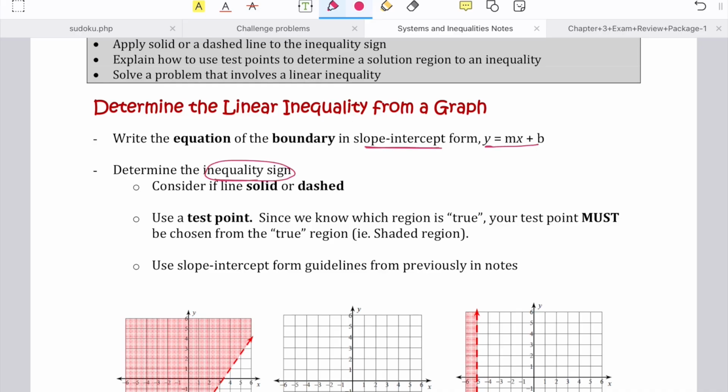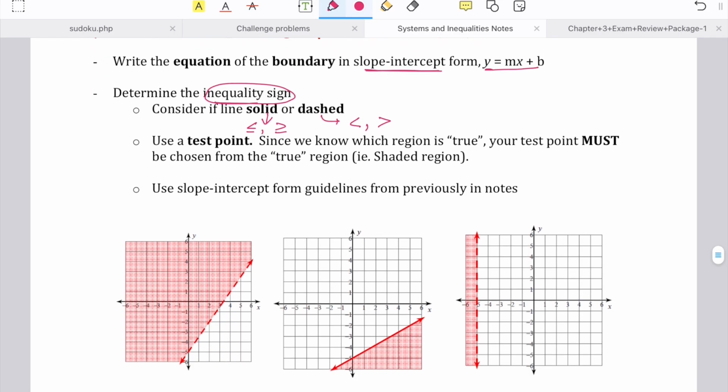You figure out this inequality sign. If it's solid, what are the two possibilities? Less than or equal to and more than or equal to. Good. Greater than or equal to and less than or equal to. And if it's dashed, it's less than or greater than. No equal to sign. Okay.